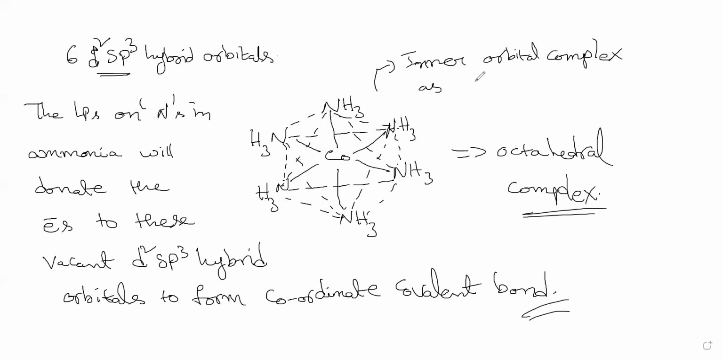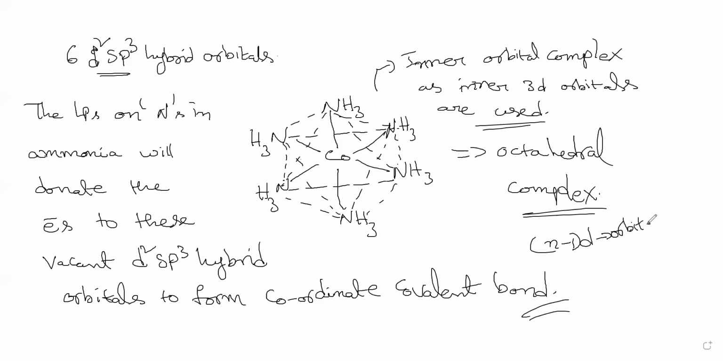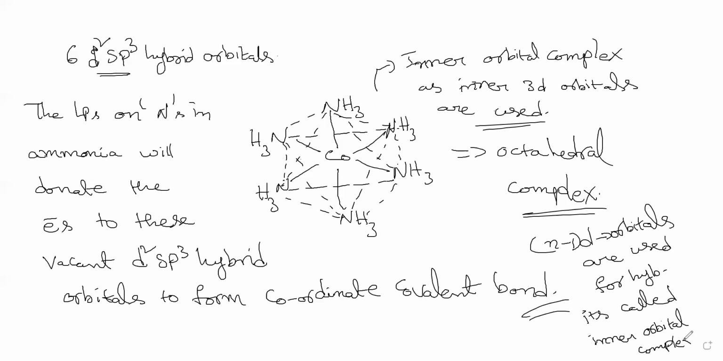Because the inner 3d orbitals are used, it's an inner orbital complex. In fact, if n minus 1 d orbitals are used for hybridization, it's called an inner orbital complex. Okay, so these are some small fundas which you have to remember. Once noted, please let me know.